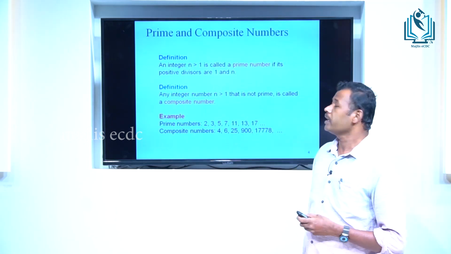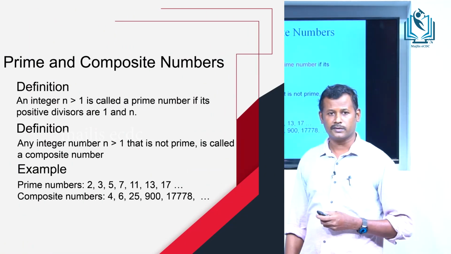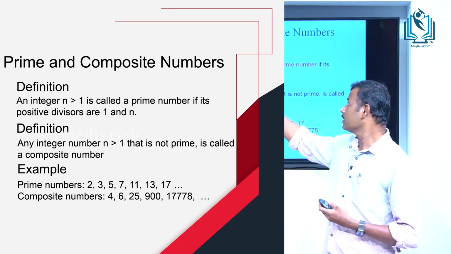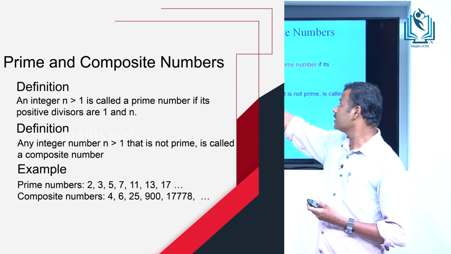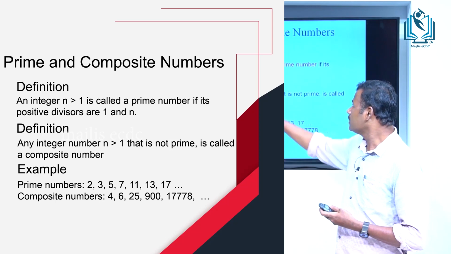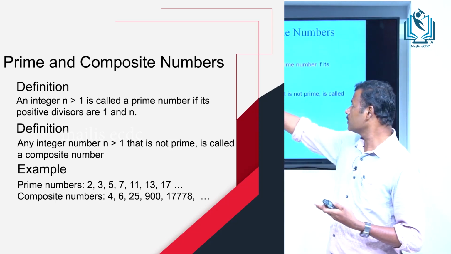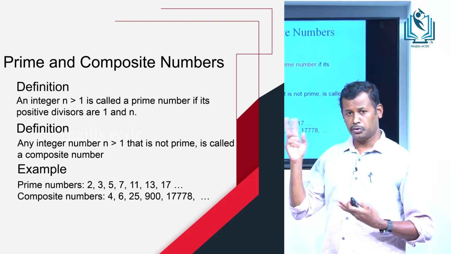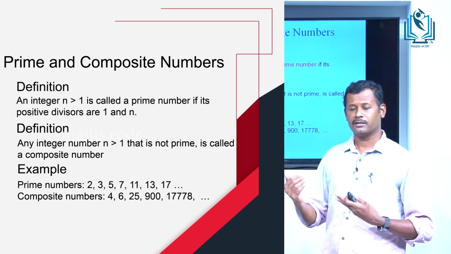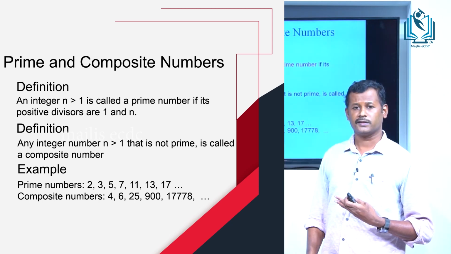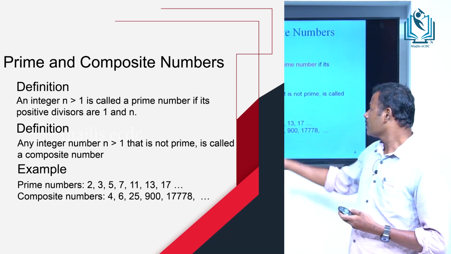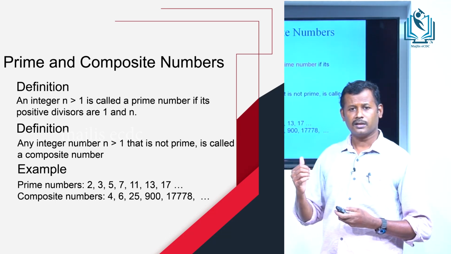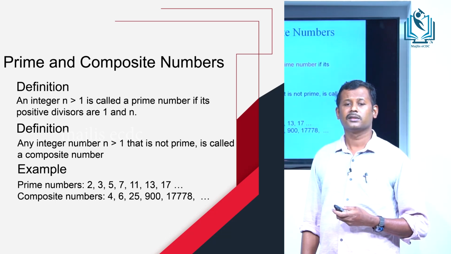Okay. Next, prime and composite numbers. Firstly, we are discussing prime numbers. What is a prime number? An integer n greater than 1 is called a prime number if its positive divisors are 1 and n. That means if we choose a number n, then it has two divisors, 1 and n, and all other numbers are not divisors. Next definition: any integer n greater than 1 that is not prime is called a composite number.